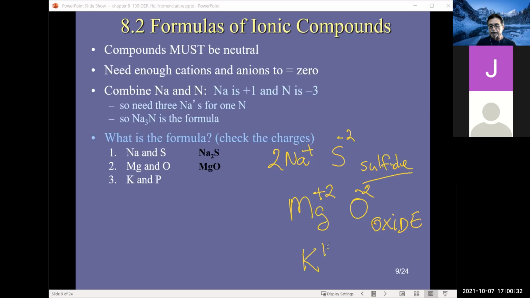We've got potassium, which is in group 1. We got phosphorus, which is in group 5. Which means it becomes ionic. Its oxidation number is a -3, okay? That means we need 3 potassium ions to balance the -3. So we got K3P, okay? And the name change goes from phosphorus to phosphide.